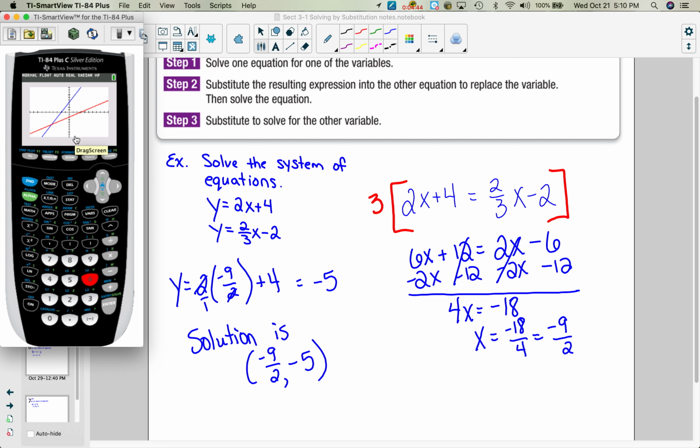So can your calculator tell you the answer? Yes. If you go second, calc, and then you'll notice number 5 says intersect. You can either hit number 5 or scroll down to intersect. And then your calculator will ask you first curve because it wants to know if that's on the first curve. What I usually do is just move the cursor down close to the intersecting spot because it's going to need to be there anyway. You don't have to be right on it.